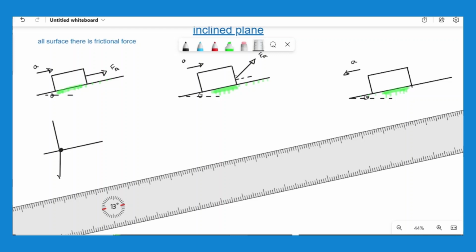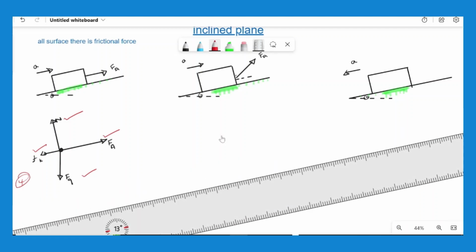This is my Fg. This is my normal force. This is my force applied. This is my Fk, frictional force. Now, how many marks is there? And again, I'm going to have 1, 2, 3, 4. I'm going to have 4 marks there.